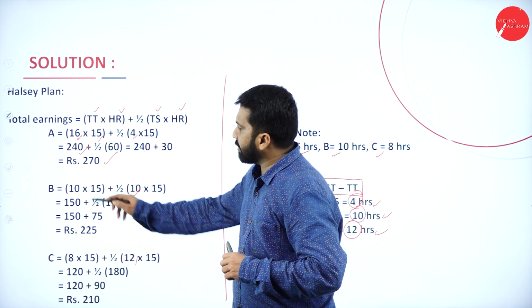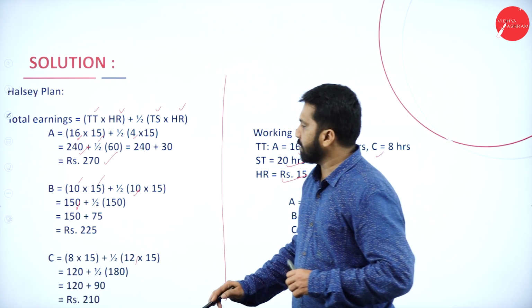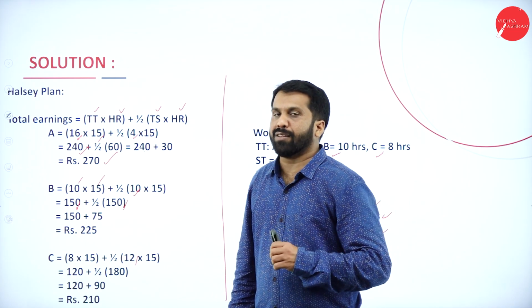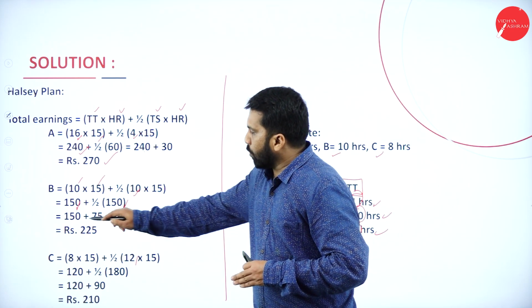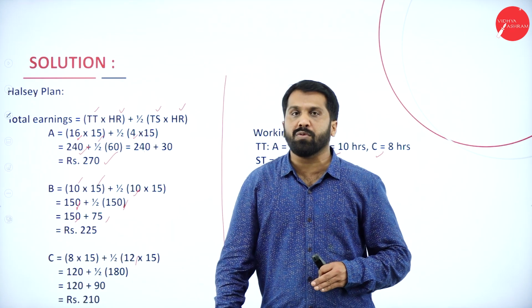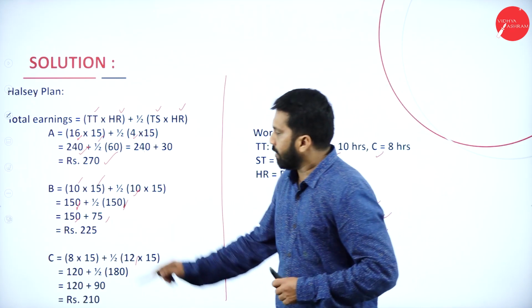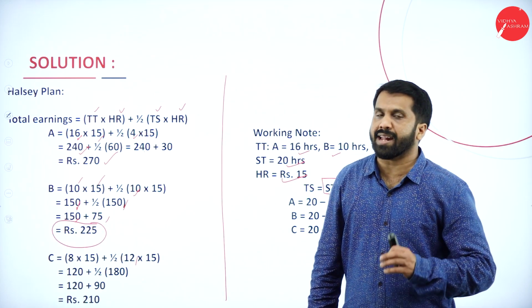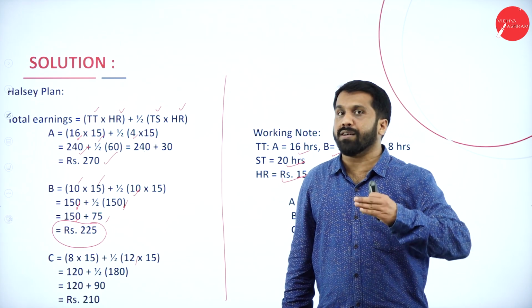Under B, what happens? 10 multiplied with 15, it will be 150. Similarly, 10 multiplied with 15, it will be how much? 150. What is the half of 150? 75. So 150 plus 75, you will get around 225. What is your answer? 225. Now, similarly, you will go for C.